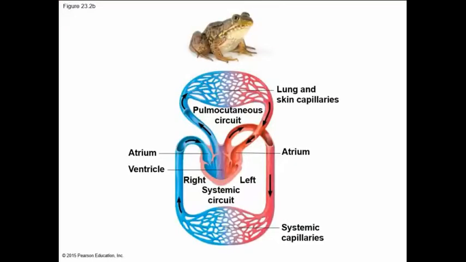All right. This is the double circulation pattern for a toad or a frog, where blood returns to the right side of the heart, then is pumped to the capillaries of the lung and the skin, because frogs also breathe with their skin. And then picking up oxygen, this blood returns from the skin and lungs back to the left side of the heart and then through the rest of the body, the systemic capillaries.